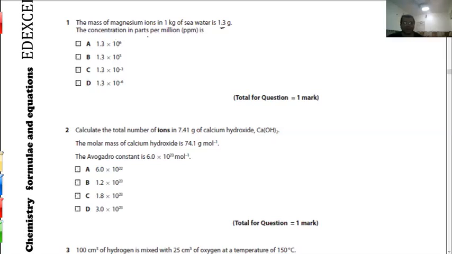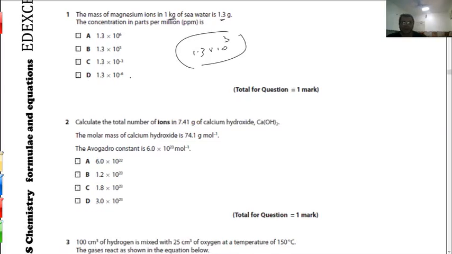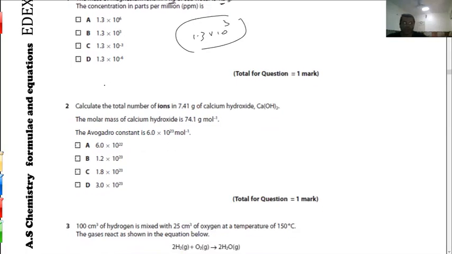Now he needs the concentration in parts per million. So milligrams of the solute over kilograms of the solvent. We're going to change this gram into milligram, and the solvent is already present as 1 kilogram. So 1.3 times 10 to the power 3 gives you the concentration in parts per million. The answer for this one is, as you said, exactly letter B. Now I'm going to continue.